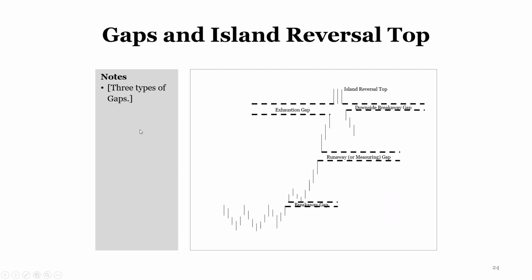So there are 3 types of gaps. This is what I want to spend 15-20 minutes on, and then I'll show you the charts. So there are 3 types of gaps: the breakaway gap, the runaway gap, and the exhaustion gap. If you understand the breakaway gap, runaway gap, exhaustion gap, you can make money and you can adopt various strategies.